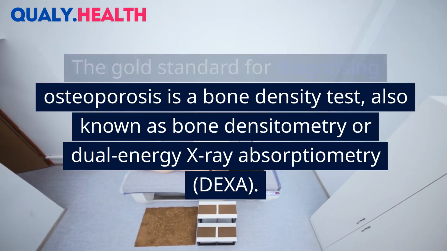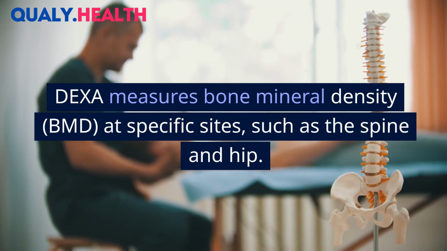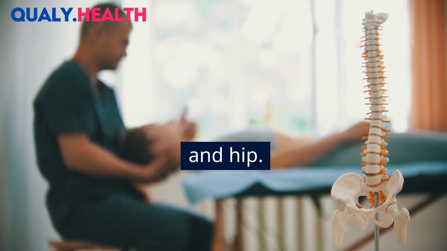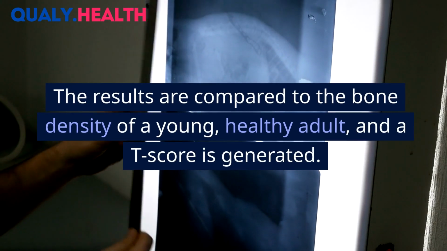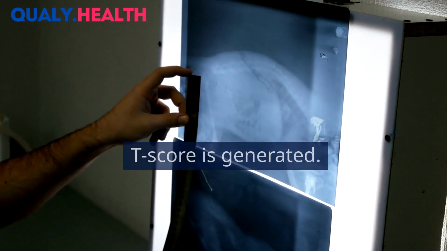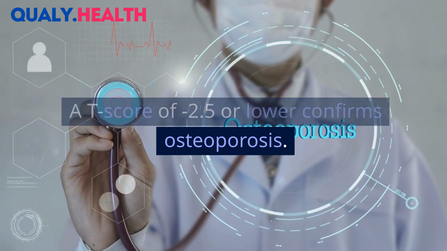Bone density testing. The gold standard for diagnosing osteoporosis is a bone density test, also known as bone densitometry or dual energy X-ray absorptiometry, DEXA. DEXA measures bone mineral density, BMD, at specific sites, such as the spine and hip. The results are compared to the bone density of a young, healthy adult, and a T-score is generated. A T-score of -2.5 or lower confirms osteoporosis.